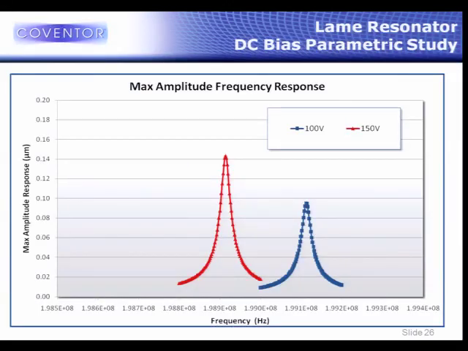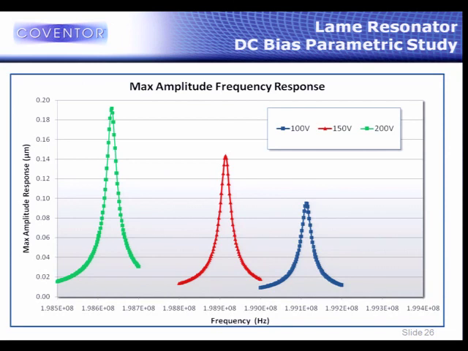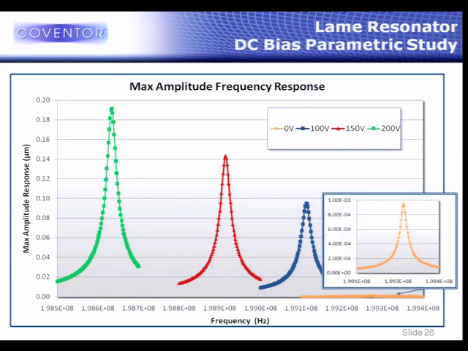And you can see as you change the bias voltage on the resonator, spring softening causes the natural frequency to reduce. So at higher bias voltage, 200 volts, you've got a lower natural frequency for the resonator. And for 0 volts bias, you get almost no output. And so to get output from a resonator, an electrostatically driven resonator, you need to have bias voltage.